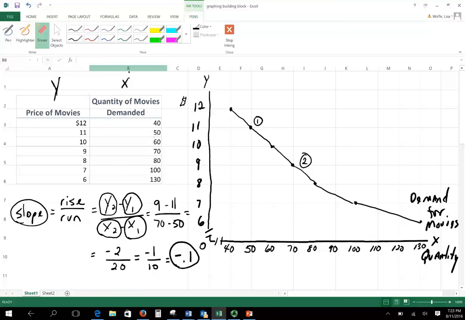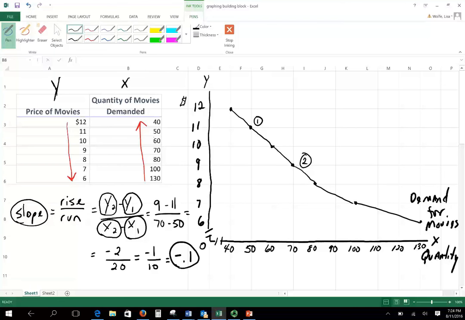It tells us that there's an indirect or negative relationship between the variable y and x. And you can actually see this negative relationship on the schedule or on the graph. Looking at the schedule, you can see as the price of movies declines, the quantity demanded of movies is increasing.